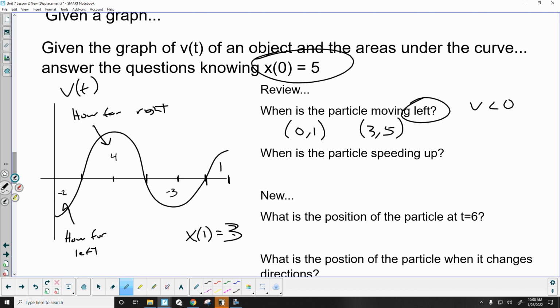What if I add up negative 2, 4, negative 3, and 1? Do I get 0? Oh, that sucks. That's funny. Well, what does that tell me? What's my position at time 6? 5. How do you get 5? Right. If I move left 2, right 4, left 3, right 1, where do I end up at the 6th second? Back where I started.